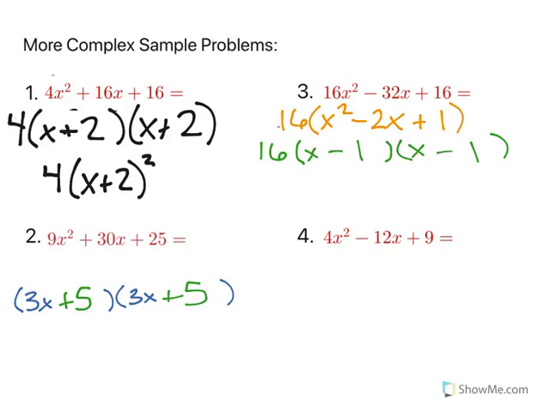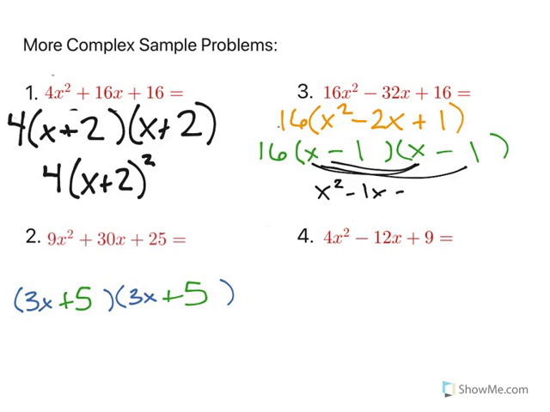Now remember, we could simplify this a little bit more and write it as 16 times x minus 1 squared. That squares the parentheses and still multiplies times 16. But I'm going to leave that off for right now so that I can do the FOIL method and then distribute 16 to everything just to check my work. So x times x is x squared. X times negative 1 is negative 1x.